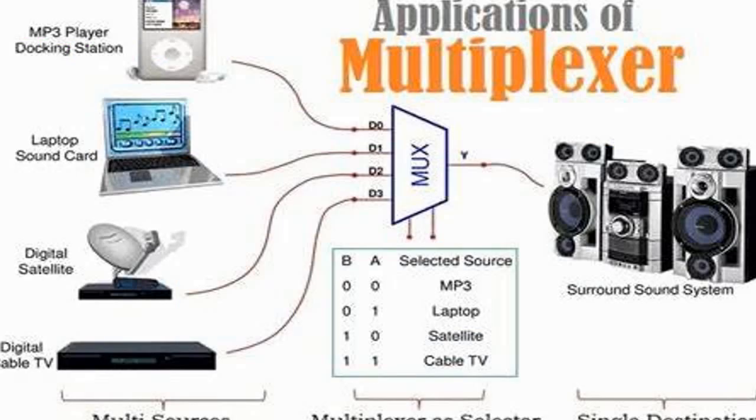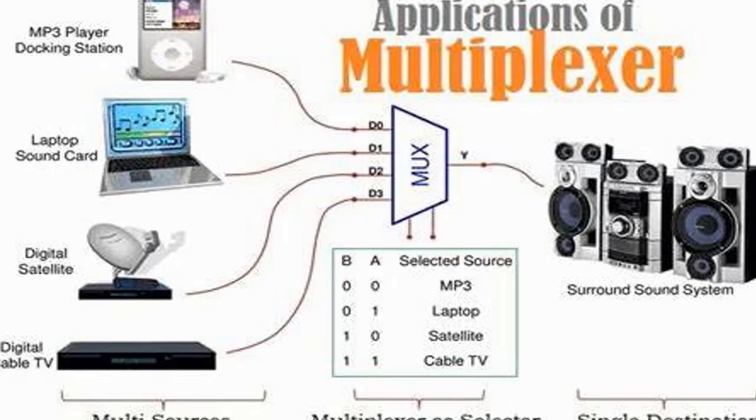In this multiplexer there will be MP3, PlayStation, laptop, digital satellite, and digital cable. There will be 4 inputs applied to the multiplexer, and there will be one surround sound system which will be connected to any one of the circuits when the source is selected.